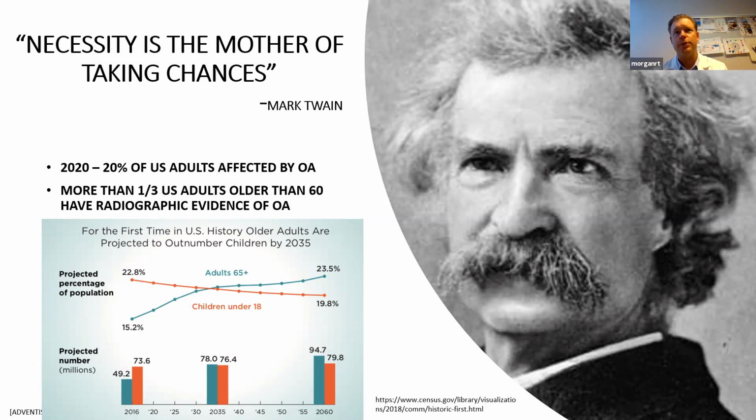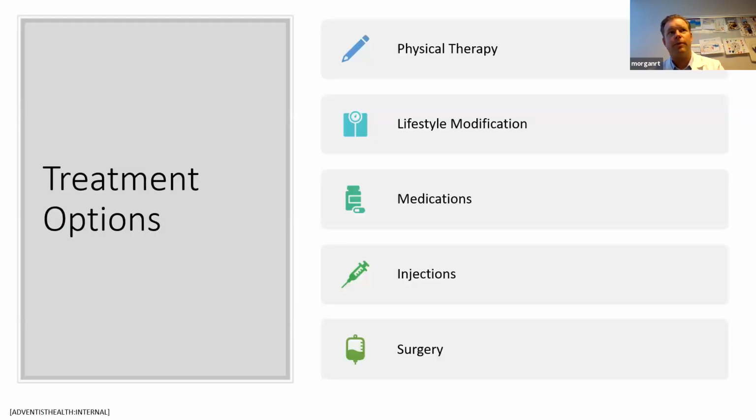So what are some of our options? Well, we do physical therapy, lifestyle modification. That could include either changing your activities, changing your diet, medications, injections, and surgery. So these are all the different treatment options that we'll go in and discuss here.